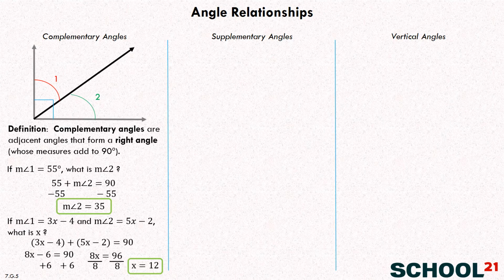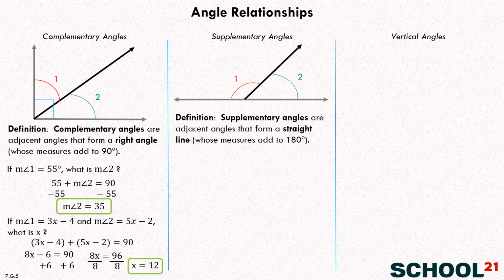So that's complementary. Now let's talk about supplementary angles over here in the middle section. Very similar vocabulary word. It just means angles that form a straight line. So I started with a straight line and then I put a ray right here to form two angles. These two angles, angle 1 and 2, are supplementary. And if you remember, they would add up to two right angles, or 180 degrees. So let's write that as our definition.